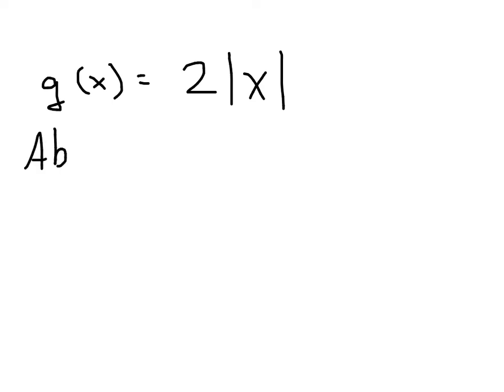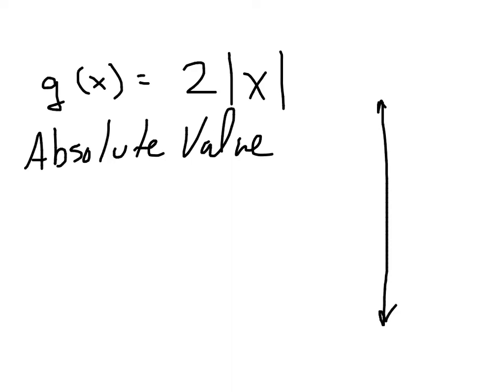All right, another one. Hey, a little bit different. We'll do this one together. What's the parent? Absolute value. Andre, how'd you know? Because the x is in brackets. Yeah. So we know it's an absolute value, which looks like a V. Good job.